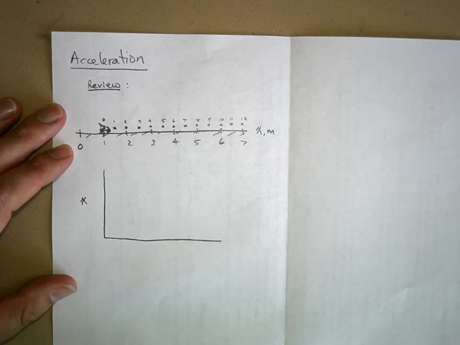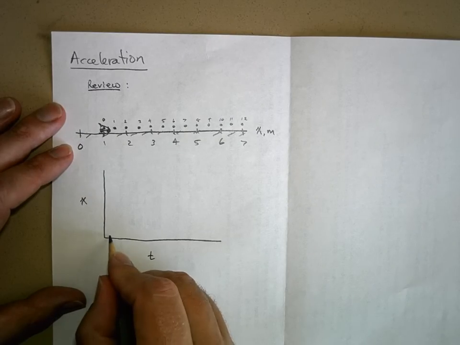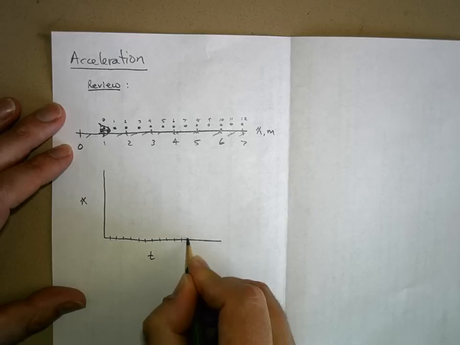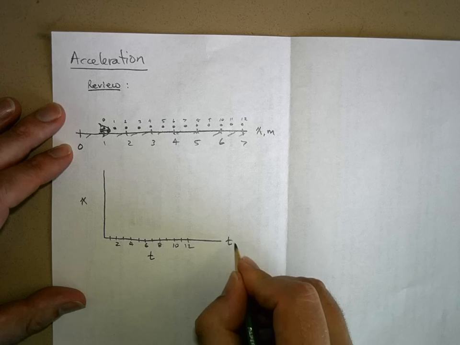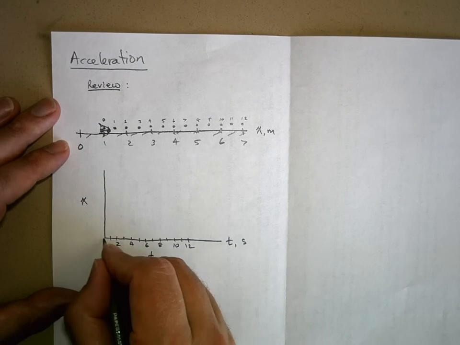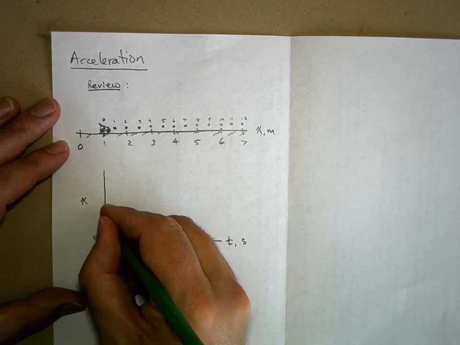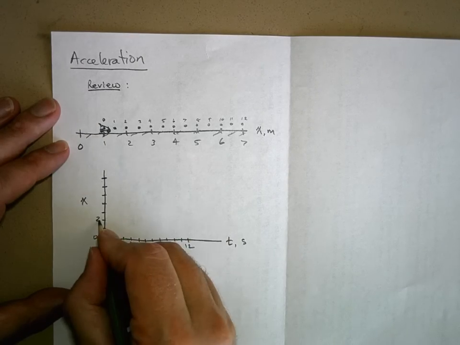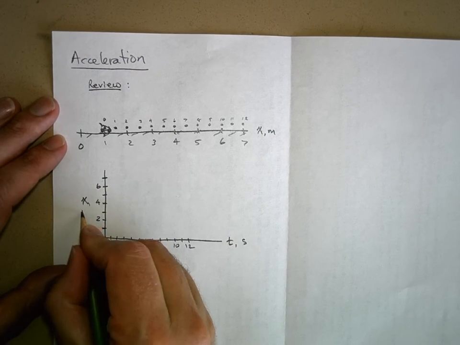Here's our position along the x-axis, and this is our time axis. Looks like I went for 12 seconds, so I'll go 1, 2, 3, 4, 5, 6, 7, 8, 9, 10, 11, 12, and then 2, 4, 6, 8, 10, 12, and this is time in seconds. My position goes from 0 to 7, so I'll just go 2, 4, 6 so I don't have to write every single one, and this will be position measured in meters.